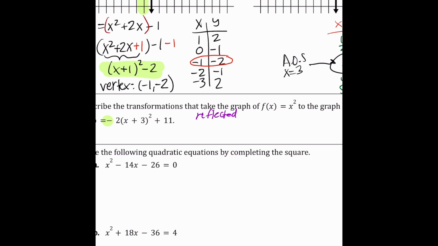Okay, and then we have our horizontal shift. When you think about it, it's going to the left. Remember, it's opposite, so left by 3 units. We also know that my k value tells me my vertical movement, so vertical shift up by 11. And then this 2 tells me that I have a stretch by 2.